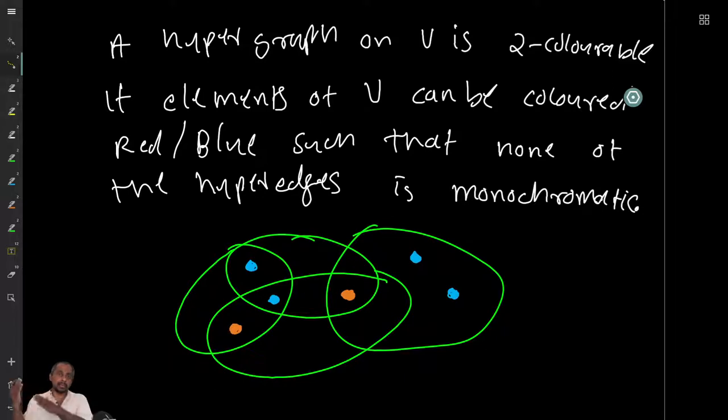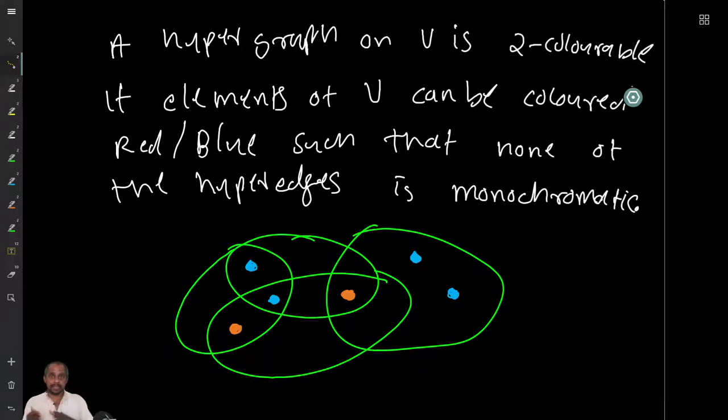For example, in the case of graph coloring, if you remember, the endpoints of an edge see different colors. If U, V is an edge, then U and V should not get the same color. Here, if an edge contains several vertices, each of them need not be different, but at least two of them will be different. The chromatic number of a graph is the minimum number of colors such that every vertex is mapped to one of these colors and adjacent vertices do not get the same color, which means that no edge is monochromatic. If I take any edge, it sees at least two colors.